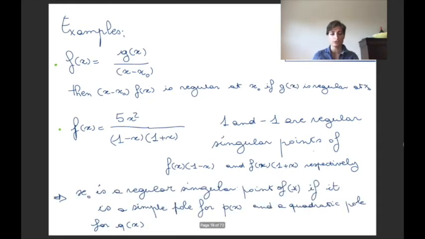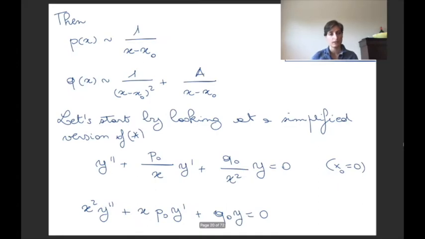So when we are introducing a regular singular point of our non-constant coefficient second order ODE, what we mean is that x0 is a simple pole for p(x). So p(x) can be written as something divided by (x minus x0), and a quadratic pole for q(x). So q(x) can be defined as something divided by (x minus x0) squared. So we can write something like that. They roughly behave like that.